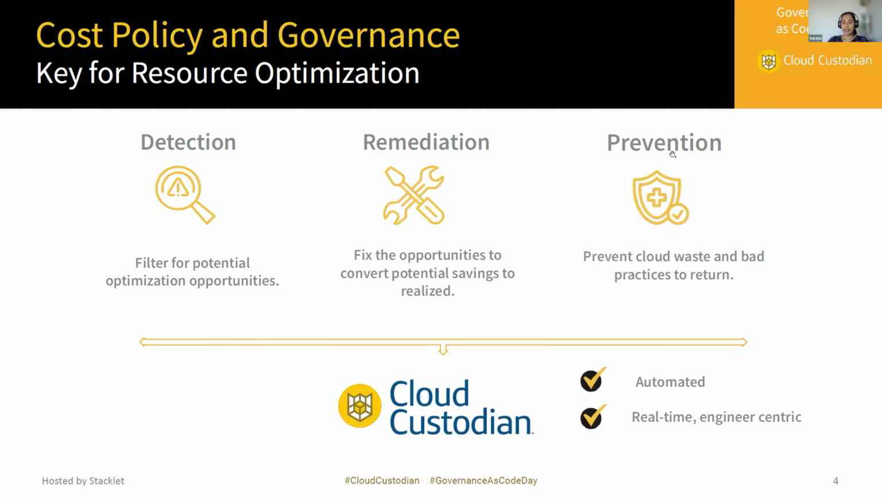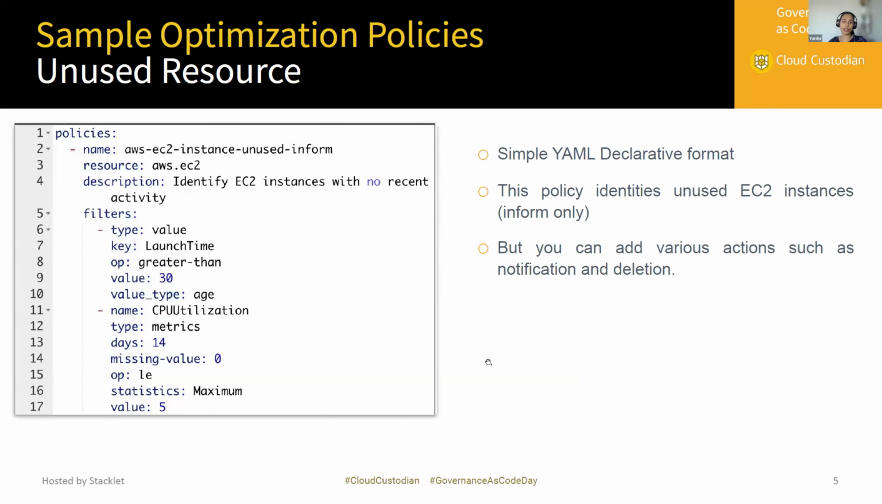So that's where Cloud Custodian comes into play. I'm going to walk you through some of the sample YAML, or Cloud Custodian rules, that I have used in the past. The first one is unused resources, right? If you look at it, this policy is basically used to identify unused EC2 resources.